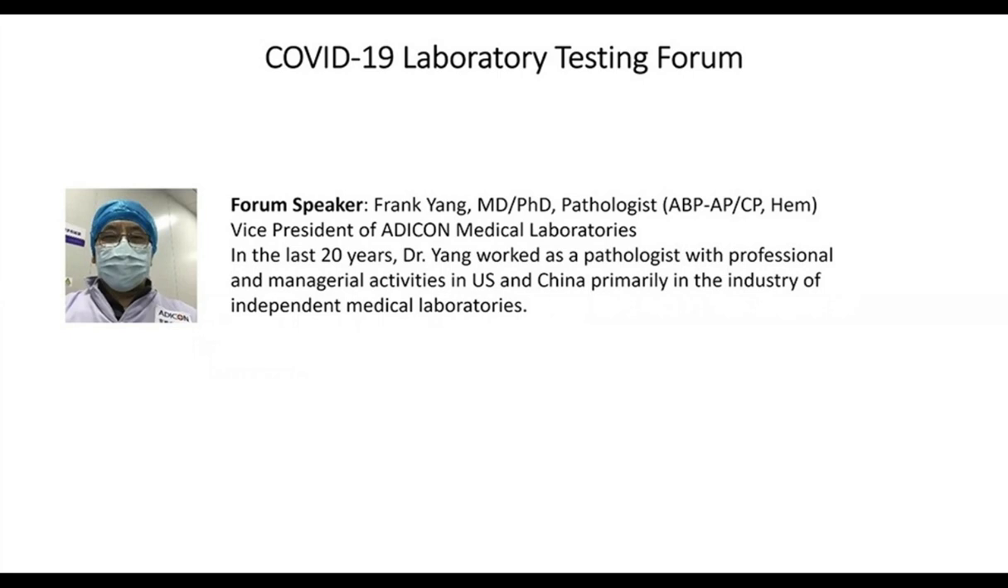Tests were conducted strictly following the manufacturer's instructions. Test results were reported to CDC in batches without issuing the laboratories' own test reports. That is a very unique experience for US-trained pathologists.